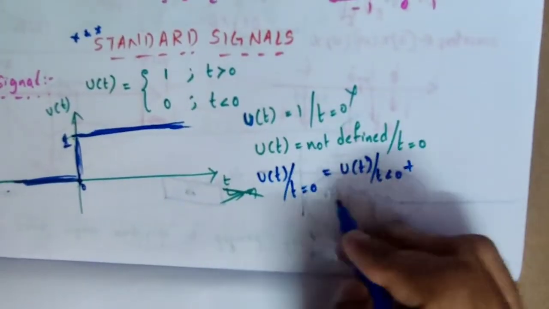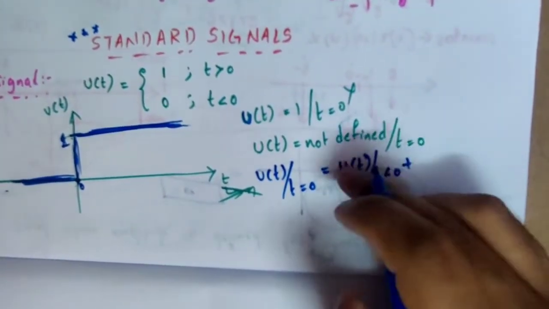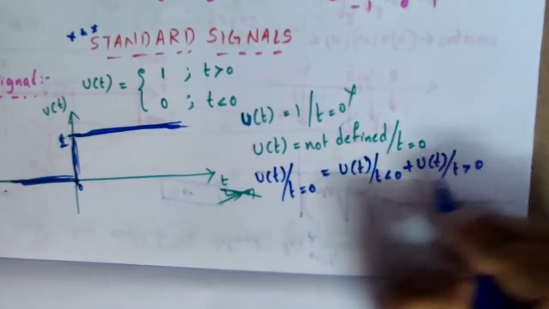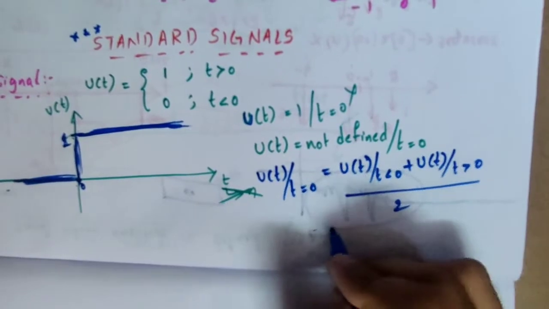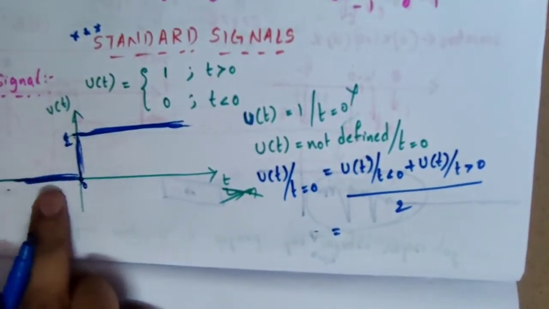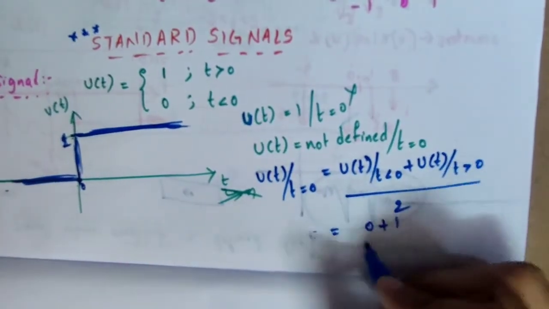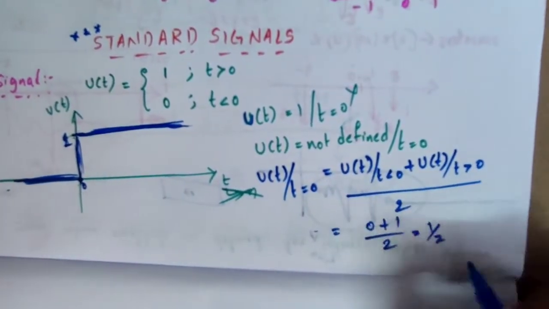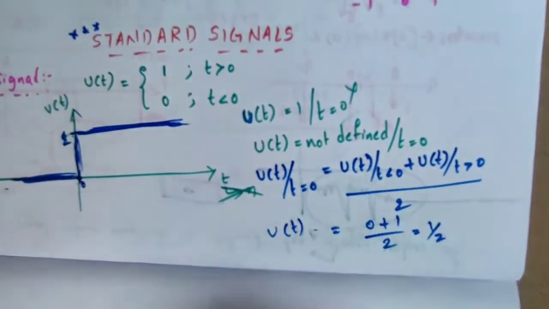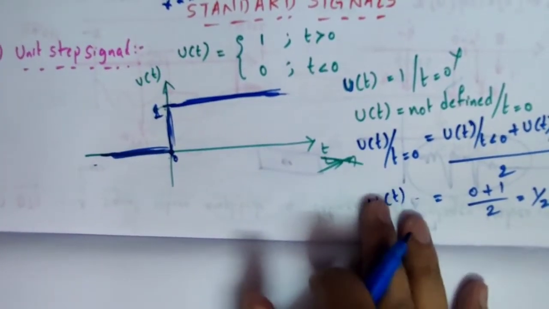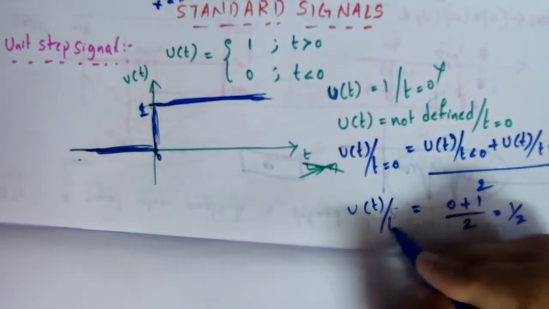So at t equals 0, u of t is the value before the point of discontinuity plus the value after the point of discontinuity, divided by 2. So what is u of t before the point of discontinuity? Its amplitude is 0, plus after the point of discontinuity it is 1. So it is equal to 1 by 2, right? This is the amplitude of the unit step signal at t equals 0.